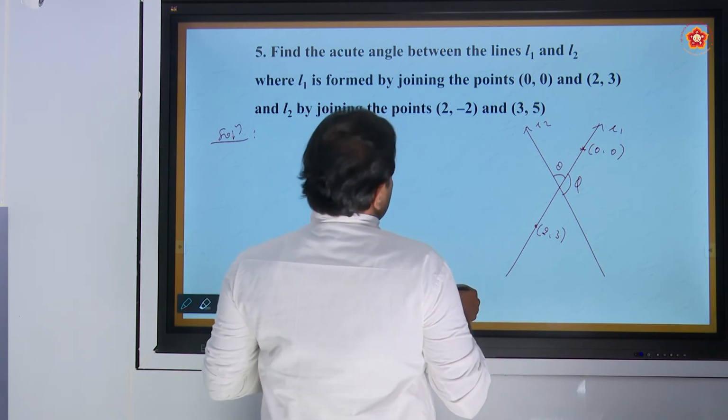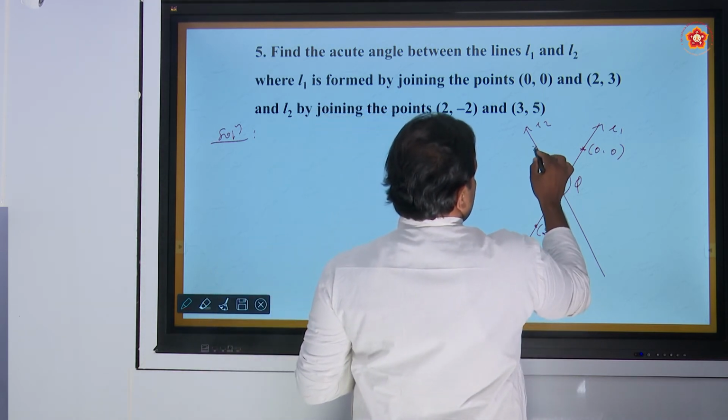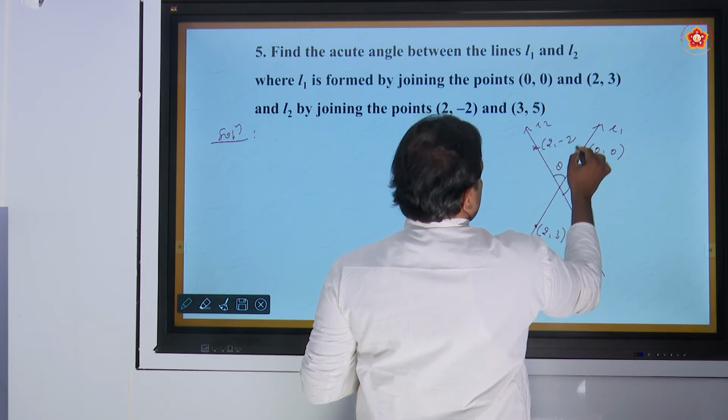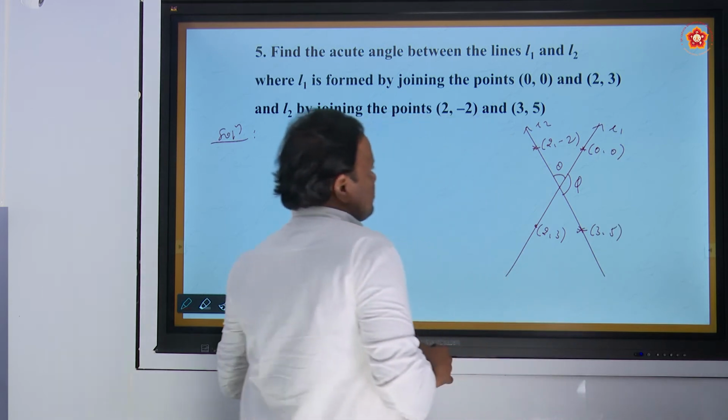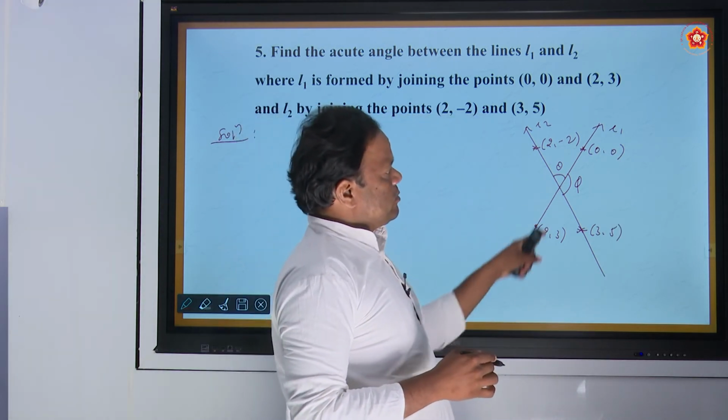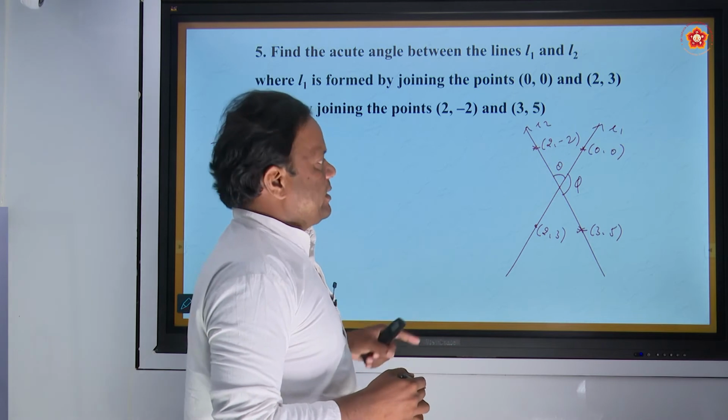And L2 by joining the points 2, 2. I take here 2, minus 2, and this one is 3, 5. Correct? Then you have to find the angle between these two lines, that is theta. Only the acute angle, not phi.